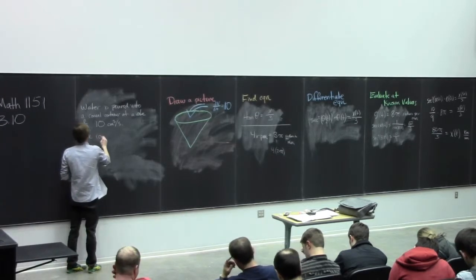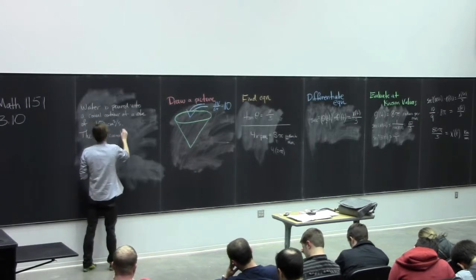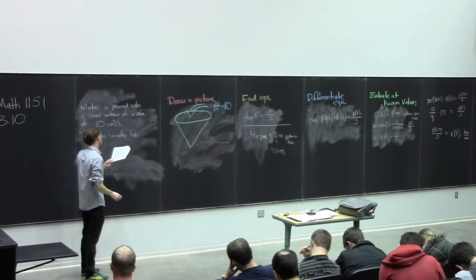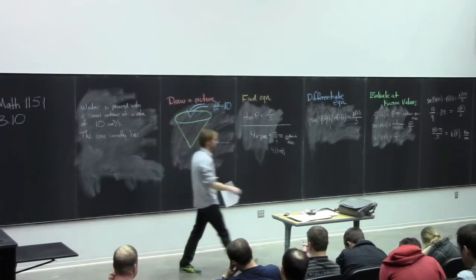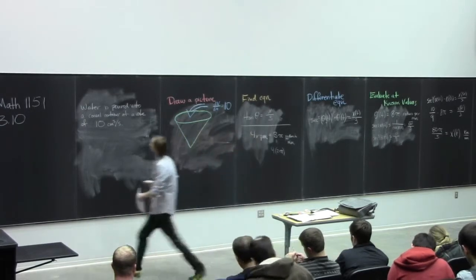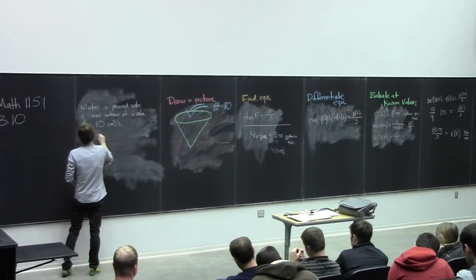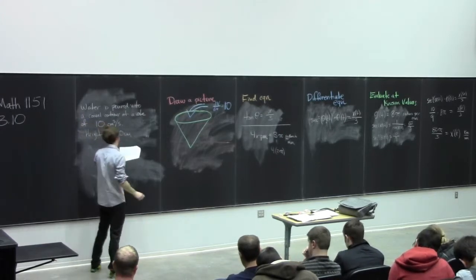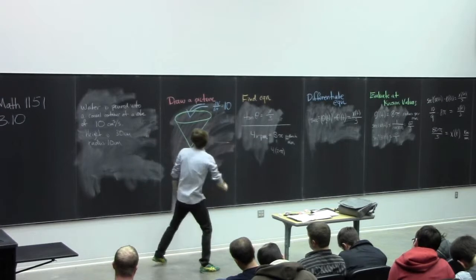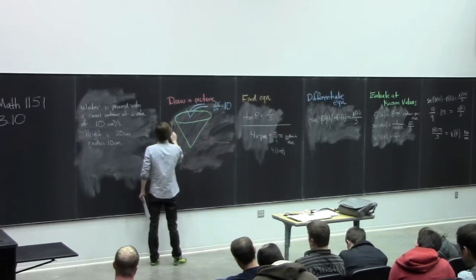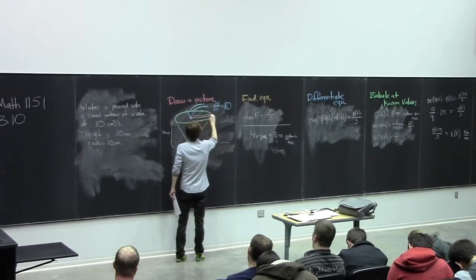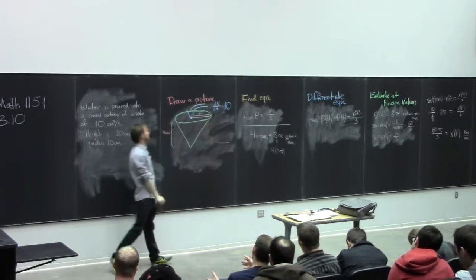The cone currently has a water level... I'm sorry, I got this all screwed up. It's fine until that sentence right there. Let's see. The height is 30 centimeters and the radius is 10 centimeters. Okay, so this is 30 centimeters. This is 10 centimeters.